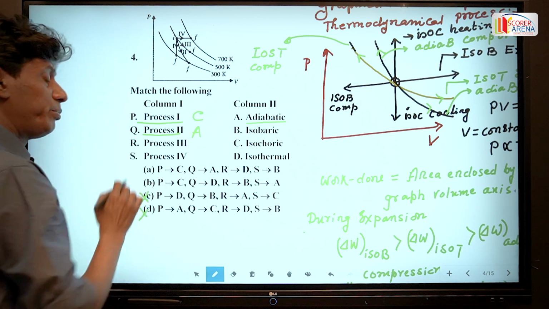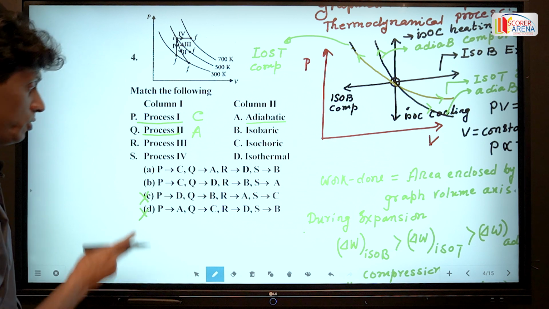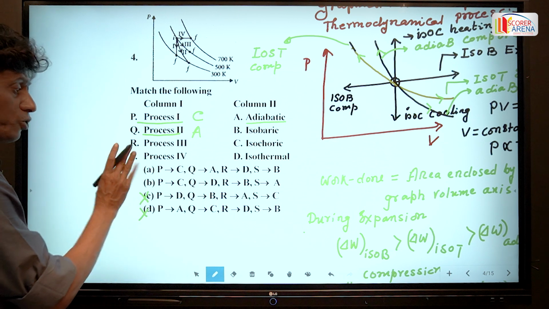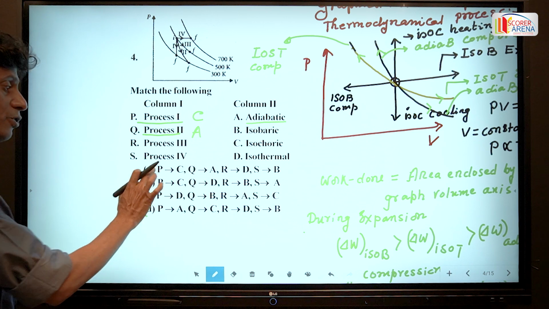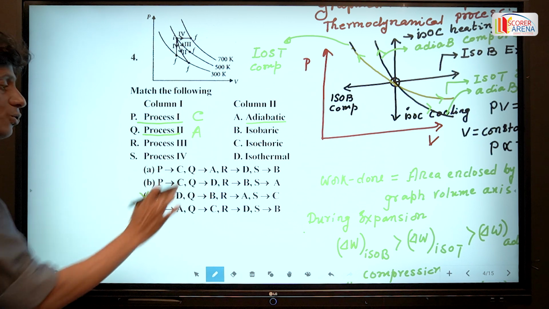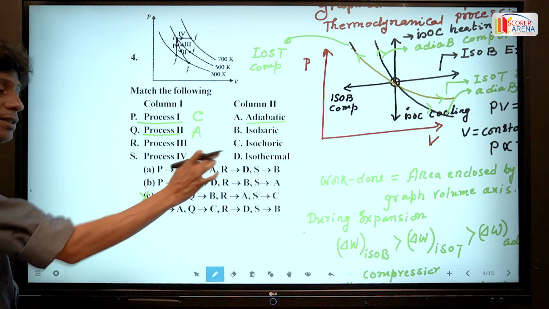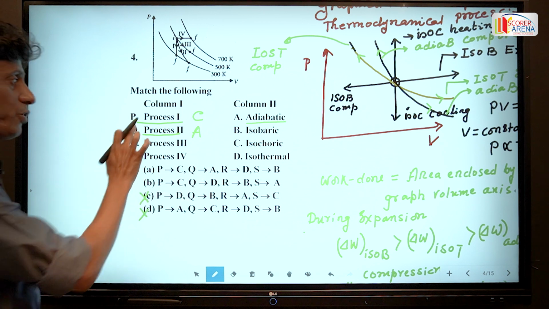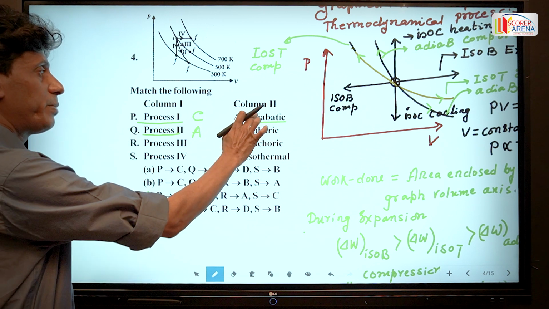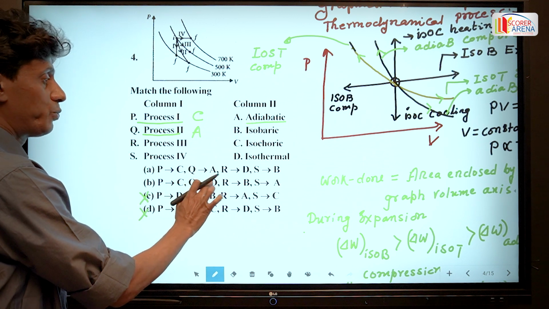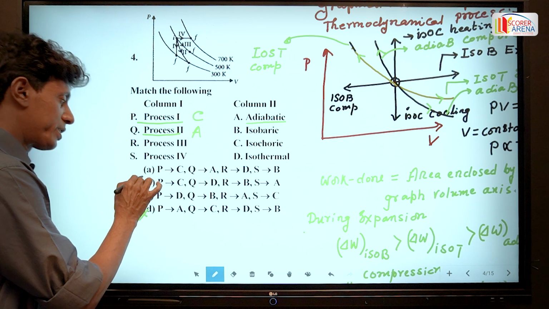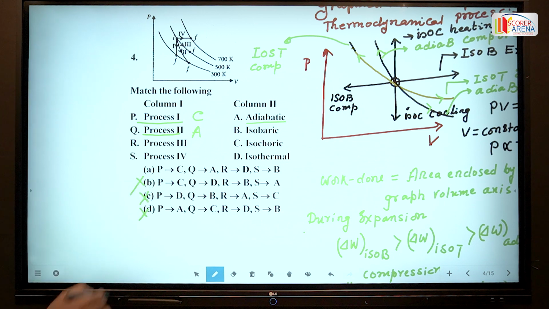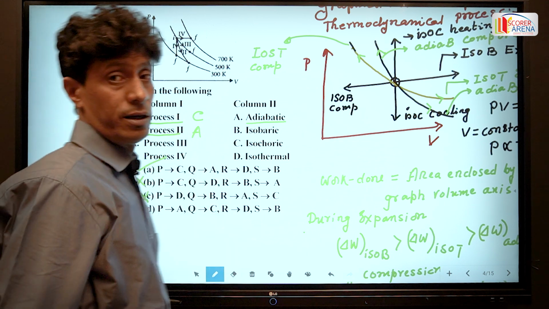Now A and B options are already existing, so 50-50 chances. One option is A, another option is B. Here process P is C, that is isochoric. But the process Q is adiabatic A in one option, and here the process Q is isothermal. So obviously the B option is also incorrect. So here the right option is A.